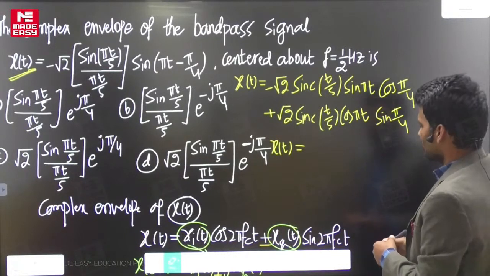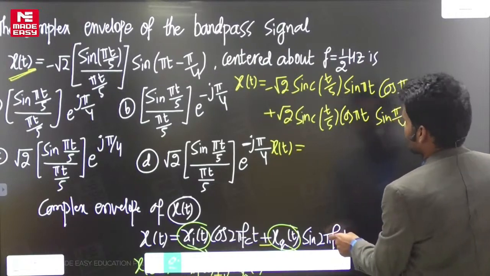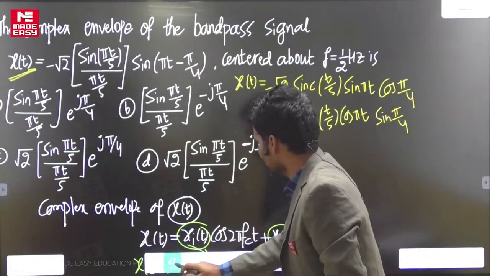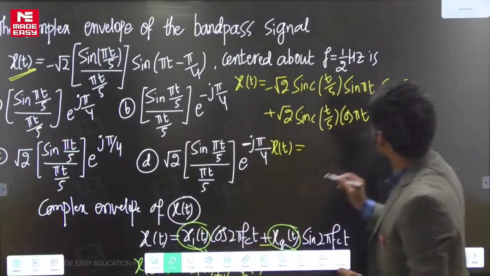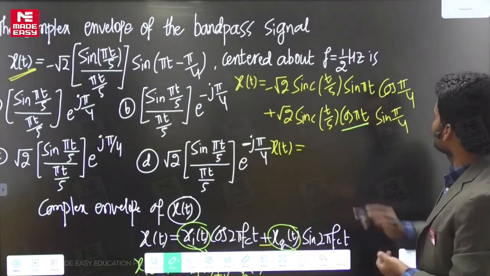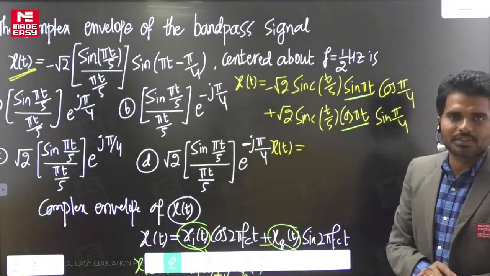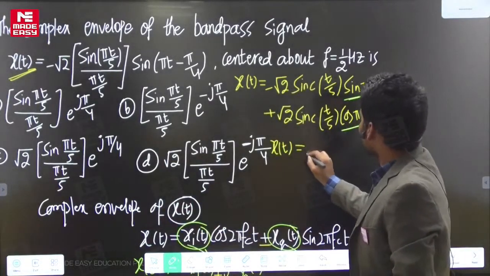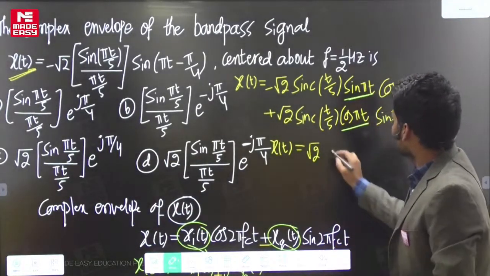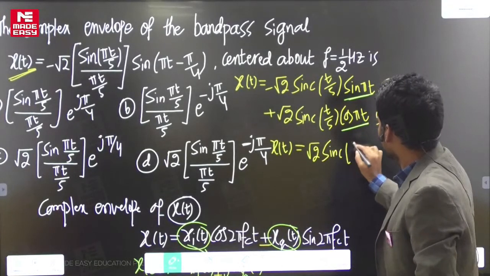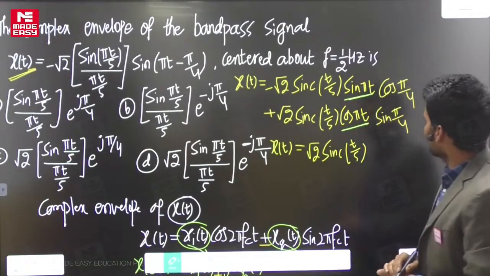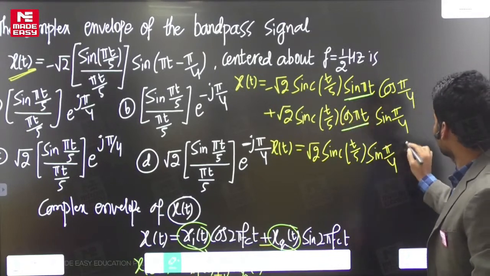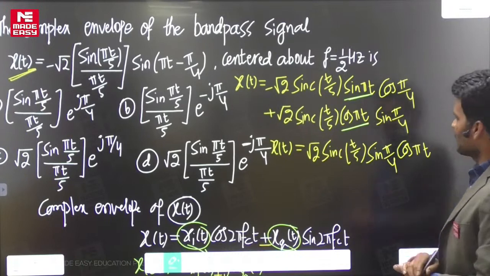Where the center frequency fc here, what is the center frequency fc given? Half hertz. So this is the cos 2 pi fct term and this is the sin 2 pi fct term, where fc is half hertz. Now we can write this as root 2 sinc(t by 5) and sin pi by 4 cos pi t.